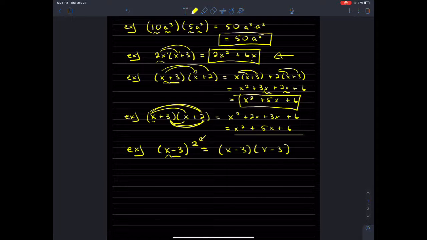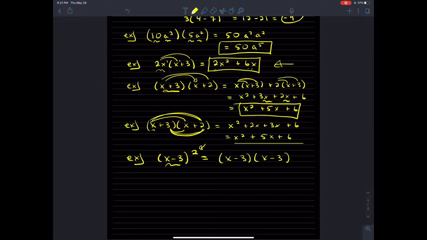You write the base out twice, and now you can see you need to FOIL, because we don't write it out as x minus 3 and x plus 3. You write the same base out twice. So it's x times x is x squared. X times minus 3 is minus 3x. And then you distribute this minus 3. Minus 3 times x is minus 3x. And then minus 3 times minus 3 is plus 9.